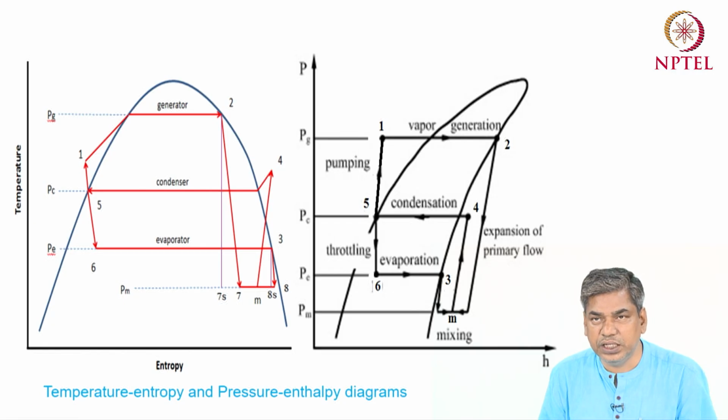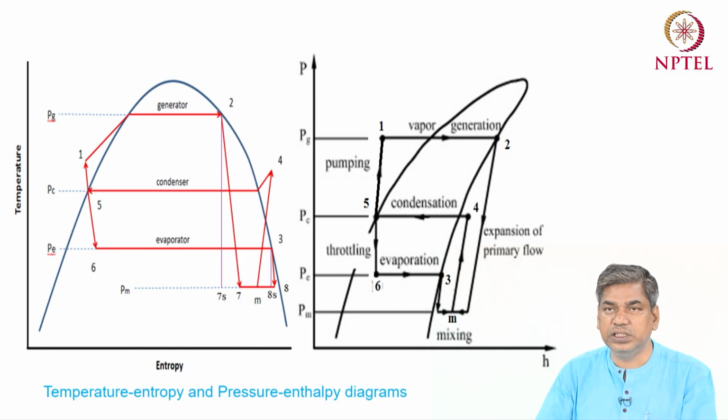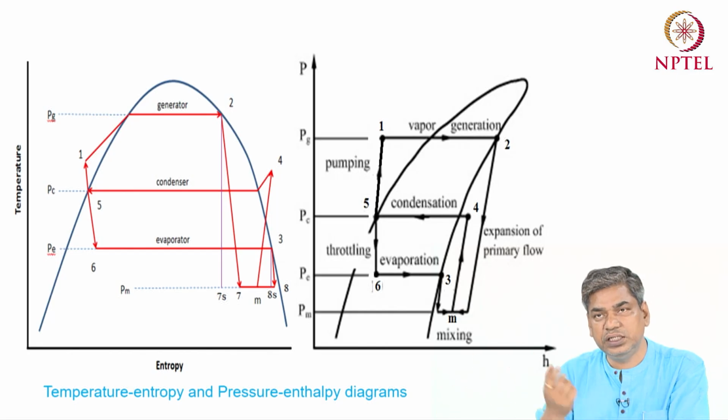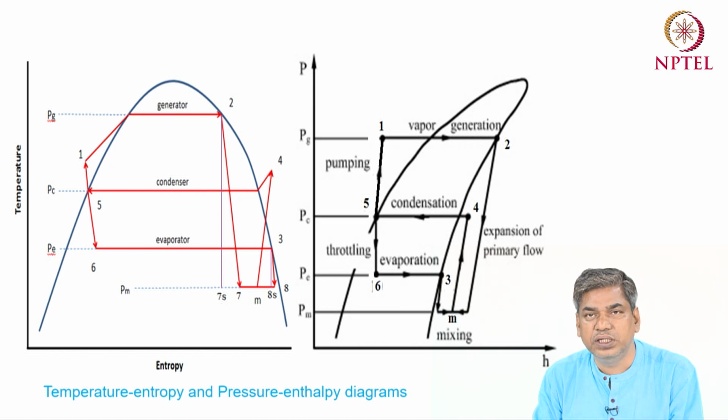Then 7 and 8 mix together, and after the mixing we get the state point M. Then M to 4 is the process in the diffuser, where the flow is pressurized up to the condenser pressure at point 4. Then 4 to 5 is the condensation process, the constant pressure heat rejection process in the condenser.